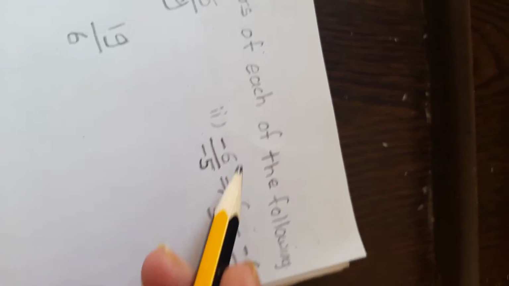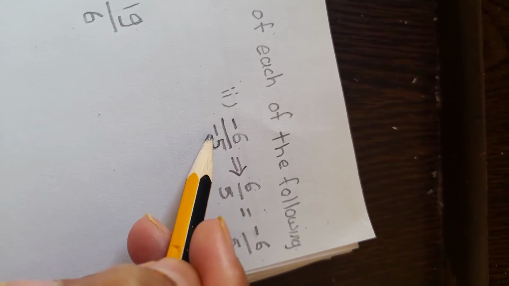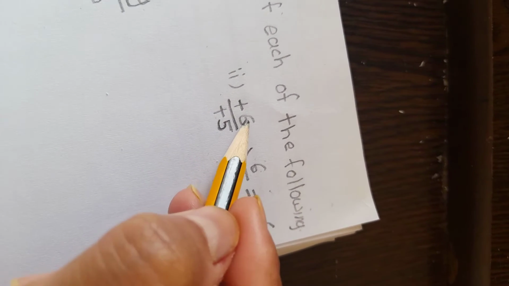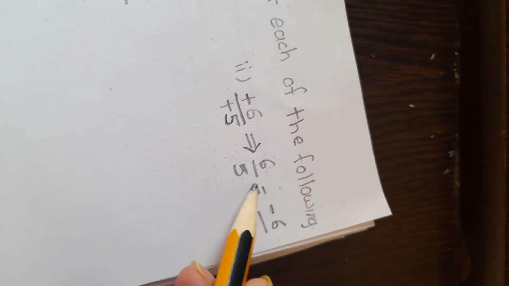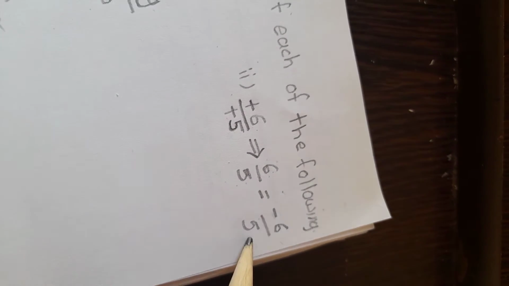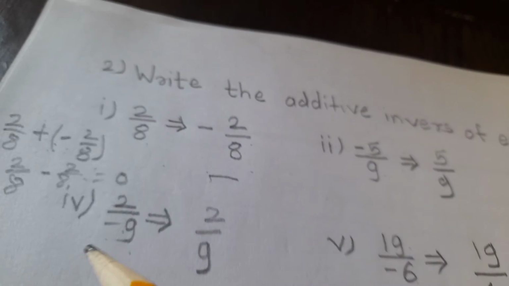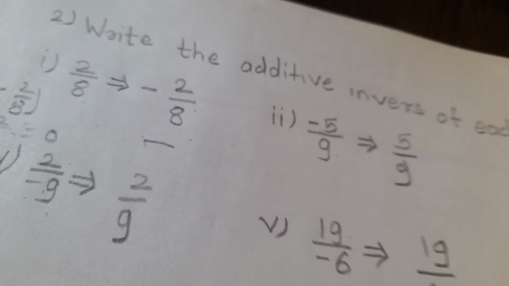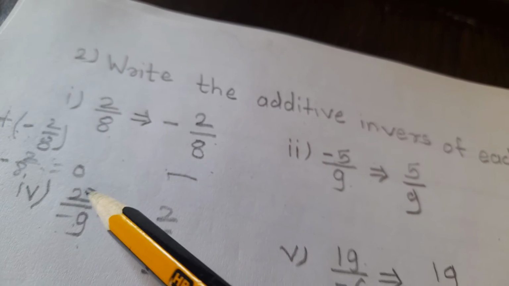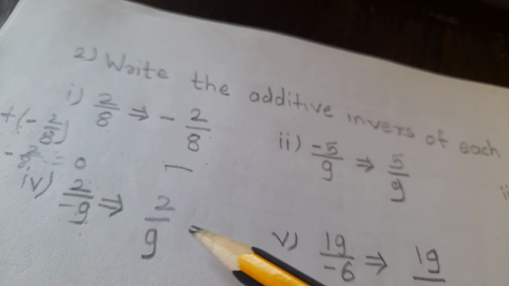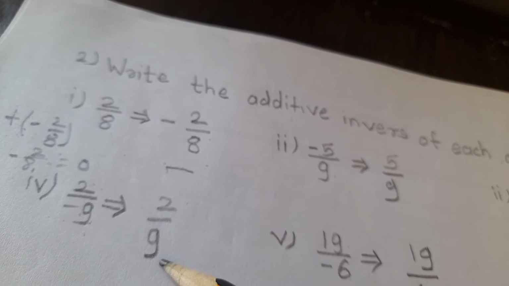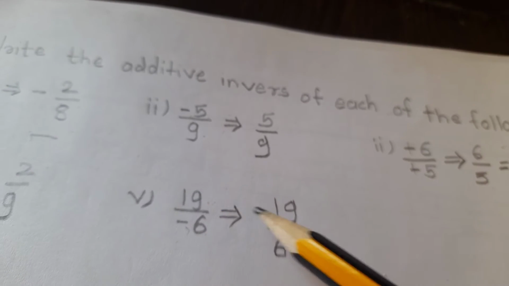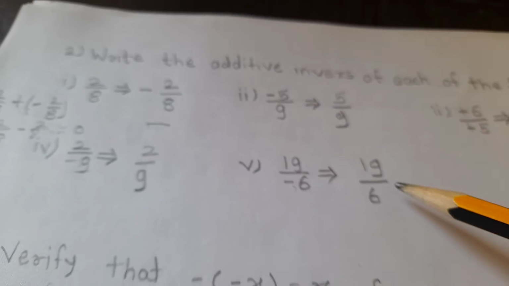Second, the additive inverse of minus 5 upon 9 is plus 5 upon 9. Now third example, minus 6 upon minus 5, minus minus gets plus. Then we will get 6 upon 5, and the additive inverse becomes minus 6 upon 5. Fourth, 2 upon minus 9, the additive inverse is plus 2 upon 9. Fifth example, 19 upon minus 6. The additive inverse is plus 19 upon 6.